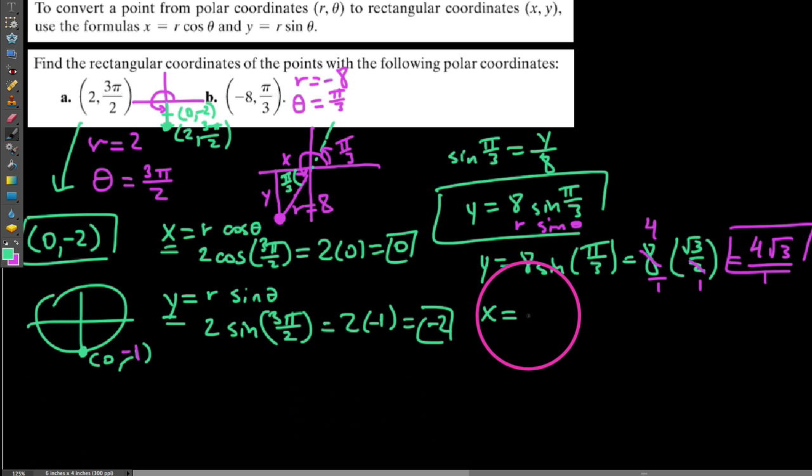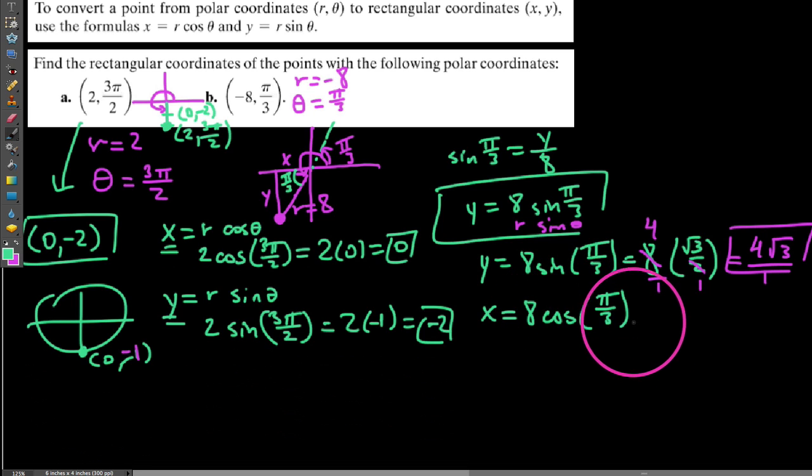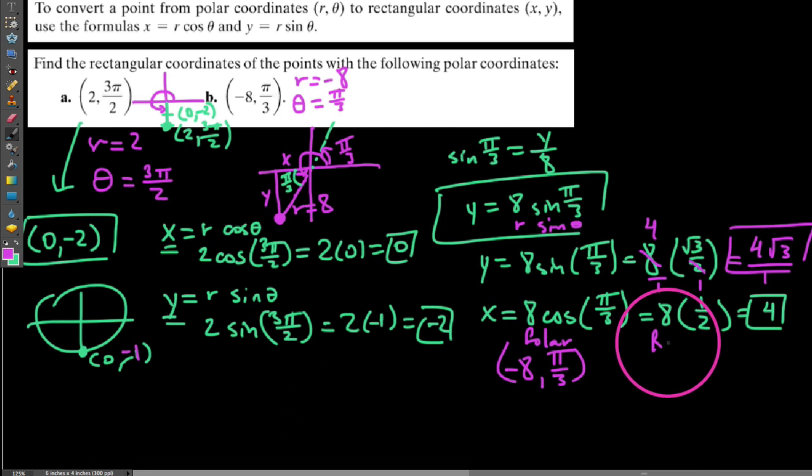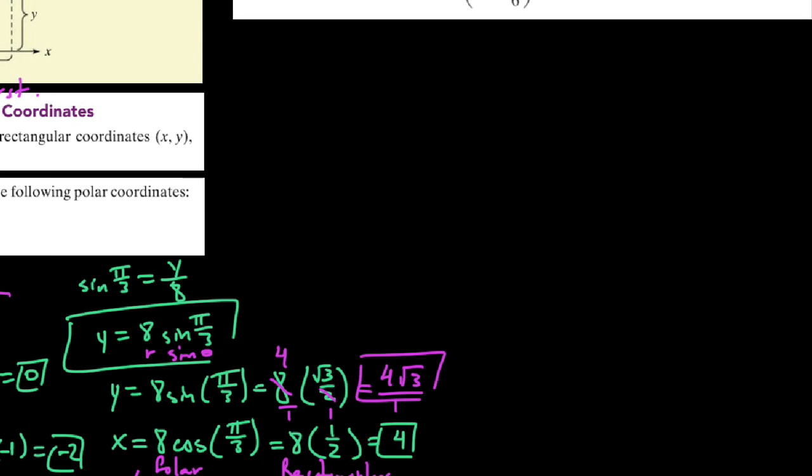So for our x value, which we haven't found yet, we say r times the cosine of our angle here, pi thirds. Our cosine at pi thirds is not going to be root 3 over 2, it's going to be a half. So we get 8 times a half, which certainly is 4. And so our point -8 comma pi thirds in polar is, in rectangular form, this point here: our x value is 4 and our y value is 4 root 3. And we could see that on our picture over here.